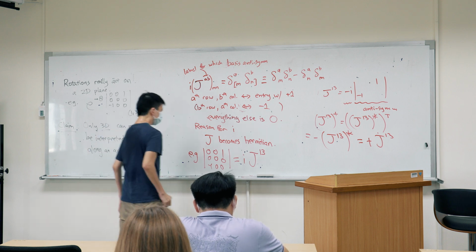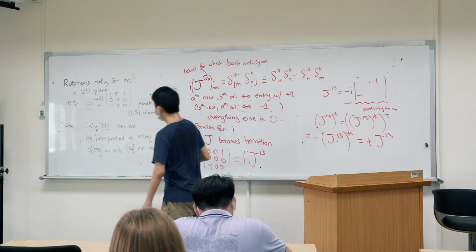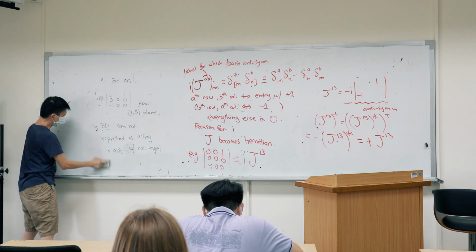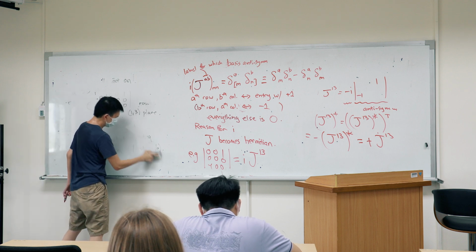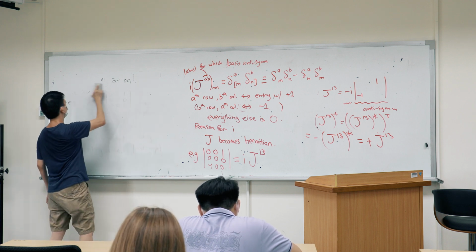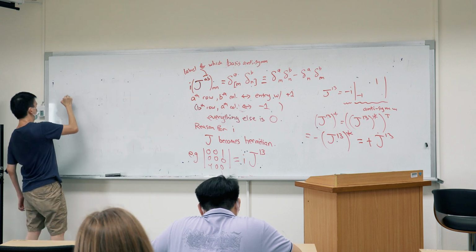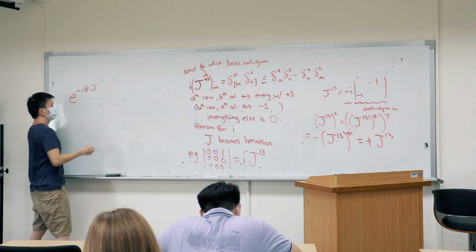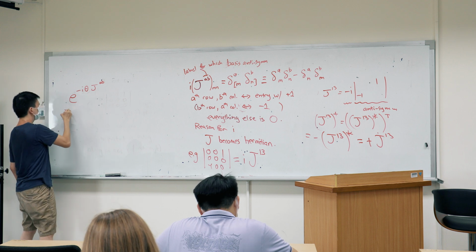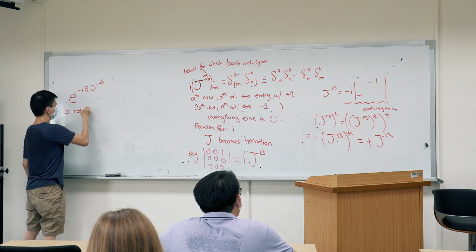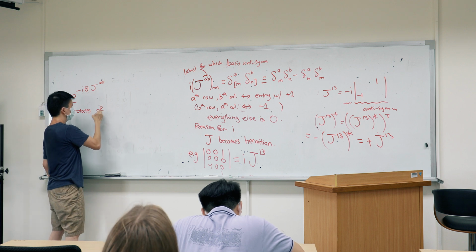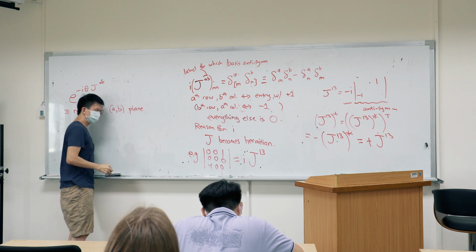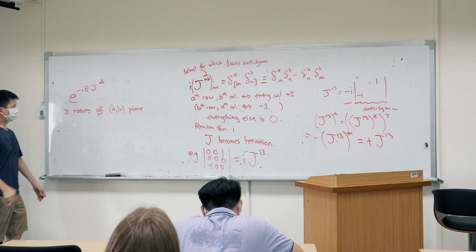So if I look at a single antisymmetric basis, then all my rotation matrices can be written down as e to the minus i theta J_AB. And this would be rotation in the AB plane. Remember, rotations really refer to a single antisymmetric generator.